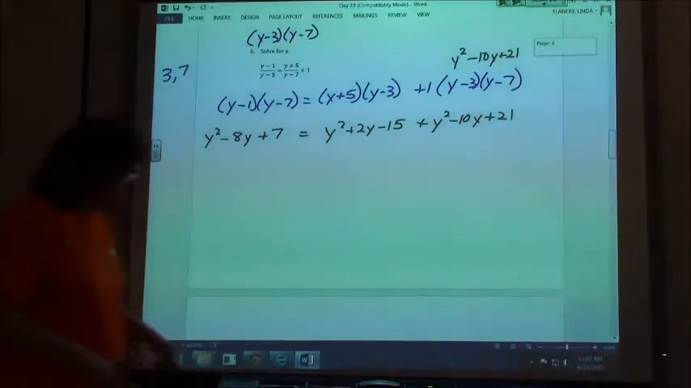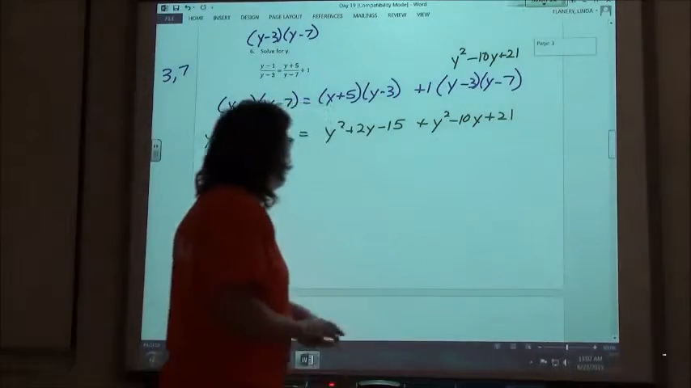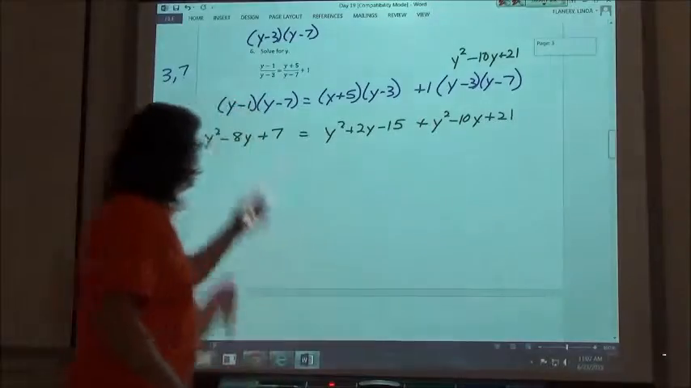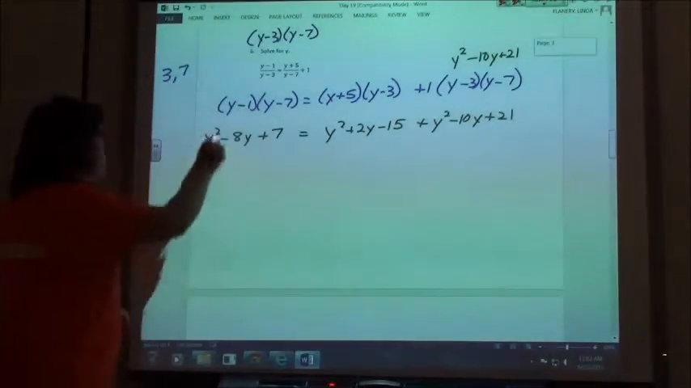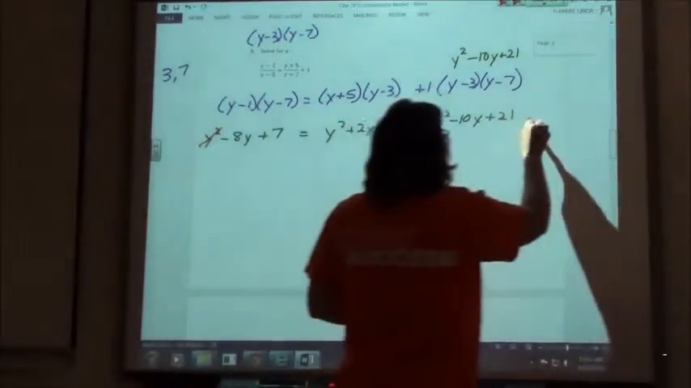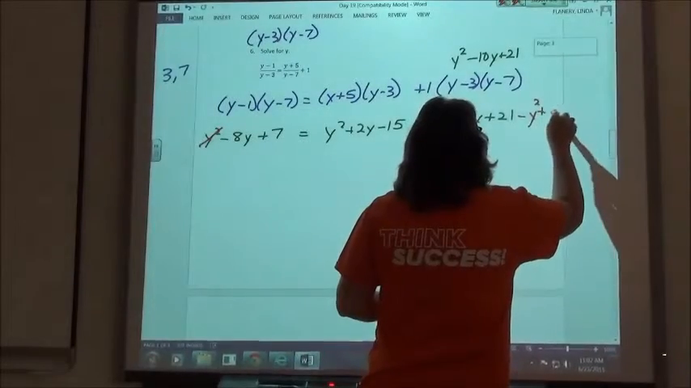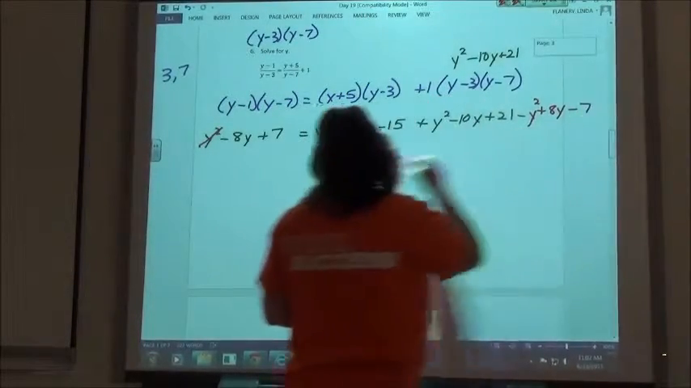All right, so I've got 2y squareds over here, which means I'm going to move that stuff over to the other side. I'm going to minus my y squared, add my 8y, and minus my 7.